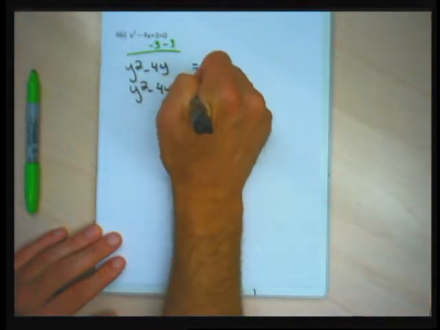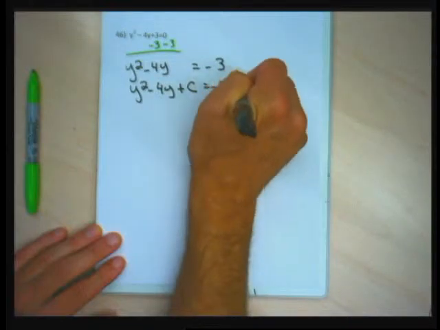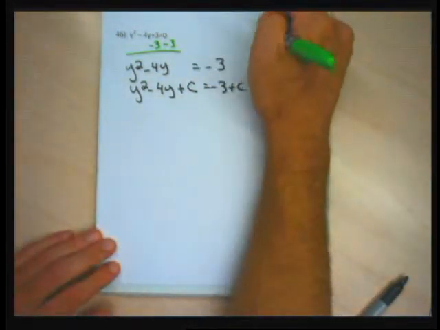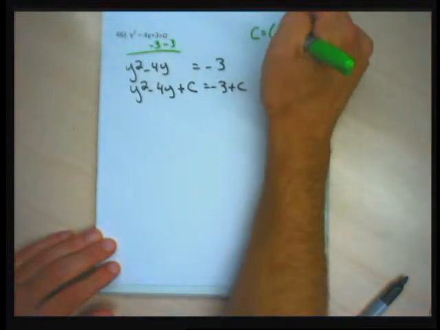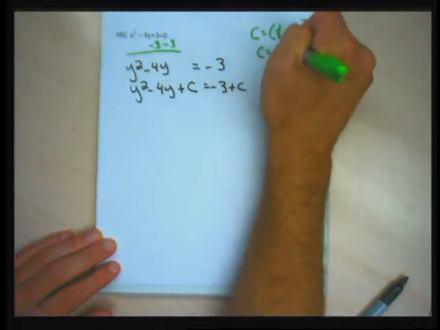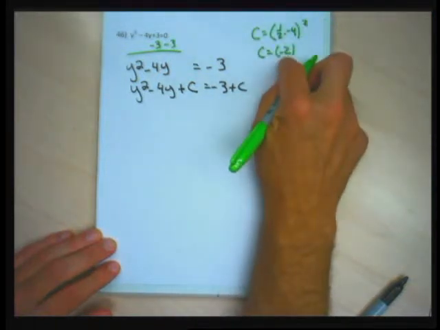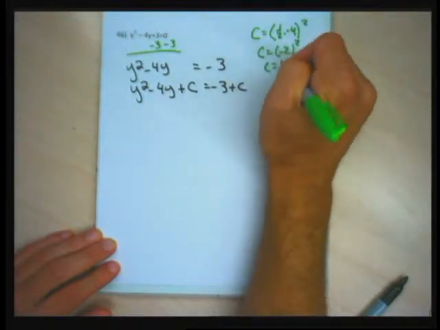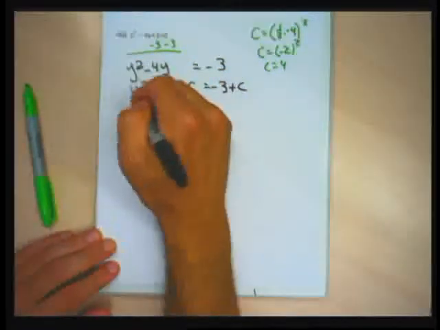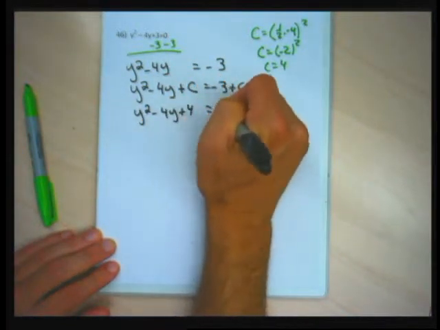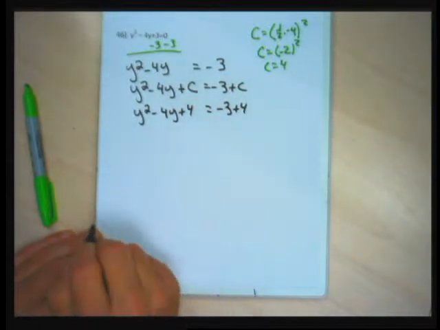So now I'm going to add c to both sides to keep the balance. You can't just add c to one side, otherwise you mess up the equality. Find out what c is. C is half of negative 4 squared. Half of negative 4 is negative 2. That negative 2 is going to come in my factoring. It's actually negative 2 squared. Negative 2 squared is a positive 4. So I'm going to change this to y squared minus 4y plus 4 equals negative 3 plus 4.